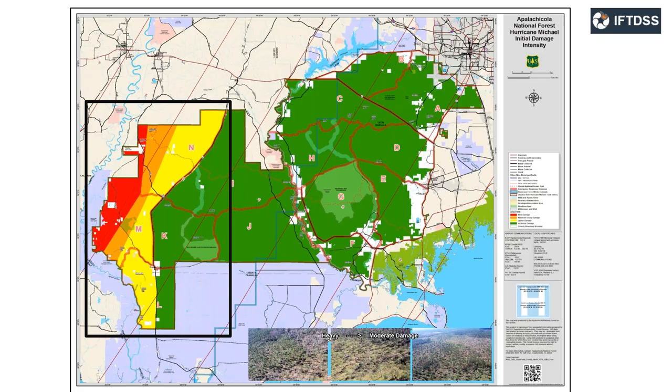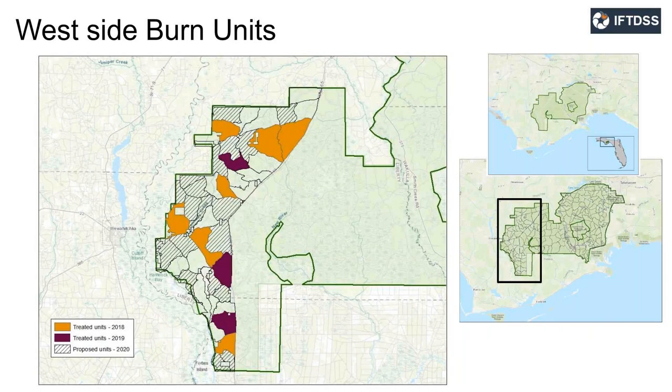So walking through this example with Jen here, the west side's broken into these burn units, and you can see the colors: orange were units treated in 2018, the purple treated last year, 2019, and then the hatched units are what's proposed going into 2020. So the thought was, here on the western side of the forest, there's been some additional disturbance that we haven't had to account for before.